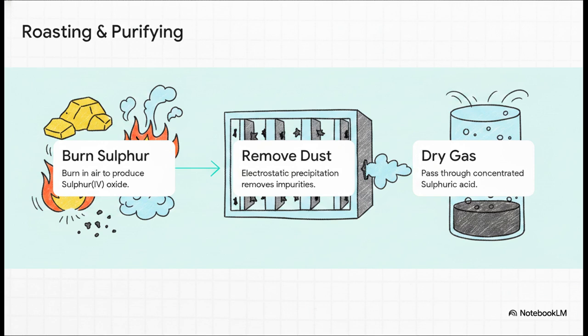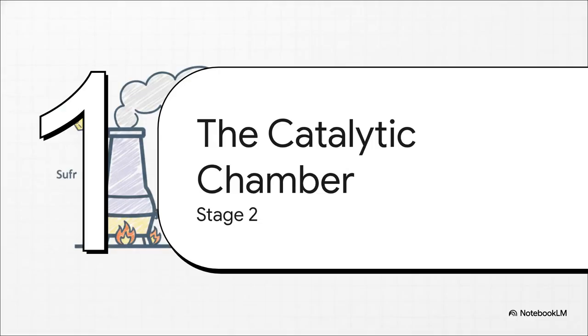If we let those impurities move forward into the rest of the factory, they'll completely ruin the process. They do what chemical engineers call poisoning the catalyst. So we absolutely have to clean it. First, the gas is passed through an electrostatic precipitator to pull out all the dust. Then it's bubbled through concentrated sulfuric VI acid to strip away any moisture. That leaves us with a perfectly dry, pure gas. Which brings us to section 3, the catalytic chamber.